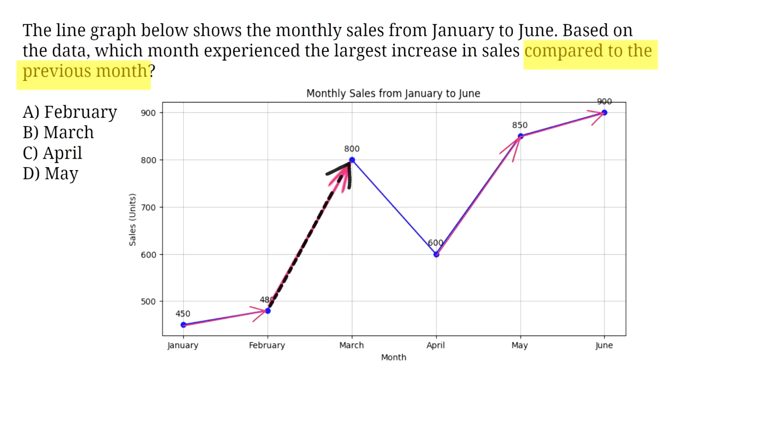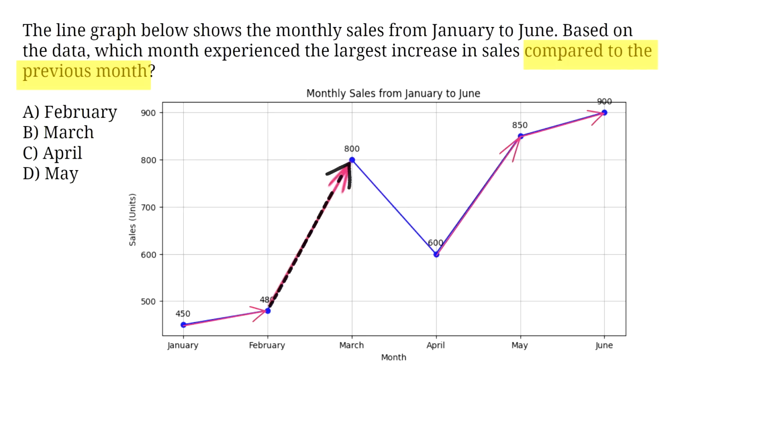There are other ways you can eyeball, depending on the specific question. There are situations where eyeballing is not possible or difficult. In cases like that, you should calculate. You can find the largest increase by subtracting the previous month's sales from the current month's sales.